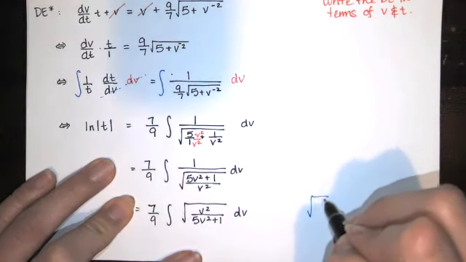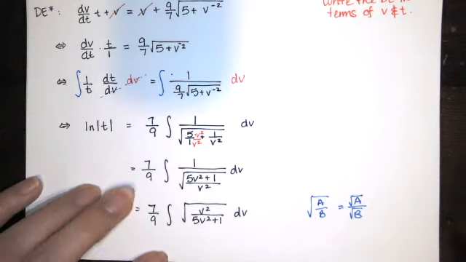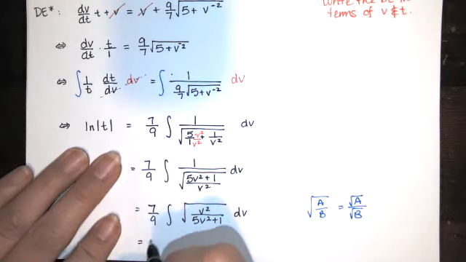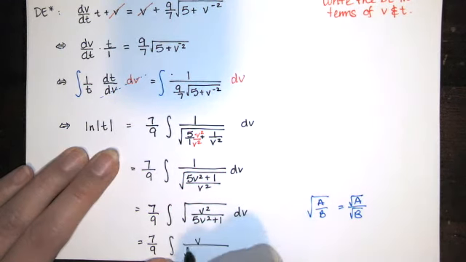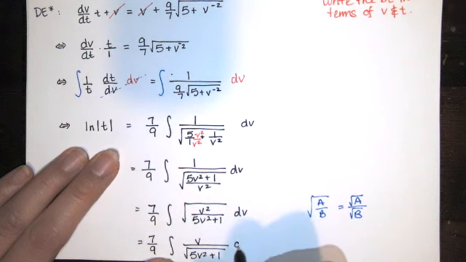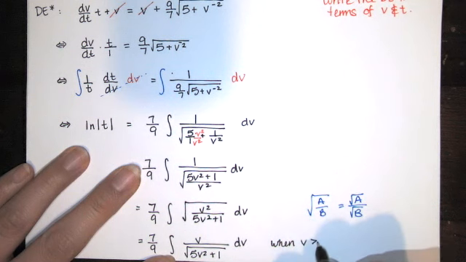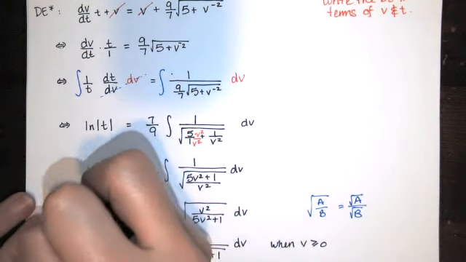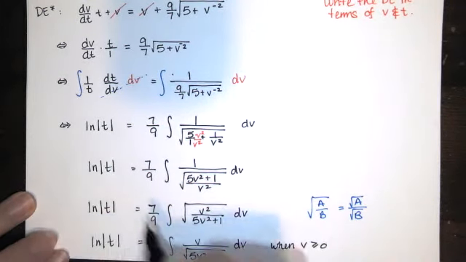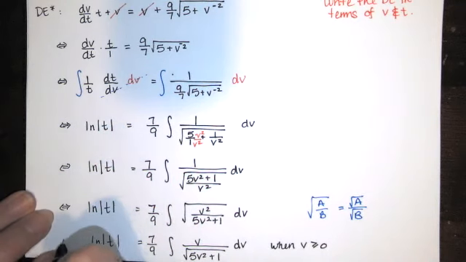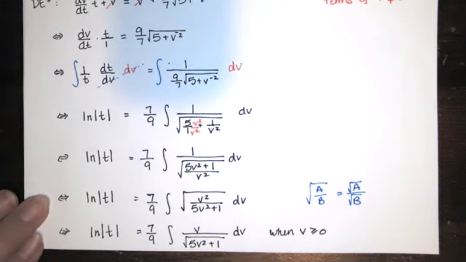Now again, we've got the square root of a over b. If we want, we could write that as the square root of a over the square root of b. And that will help us. The square root of v squared is just v as long as v is non-negative. And then we have that. So we have natural log of the absolute value of t is equal to this. Now, if I want to evaluate that integral, I just have to do a u substitution.